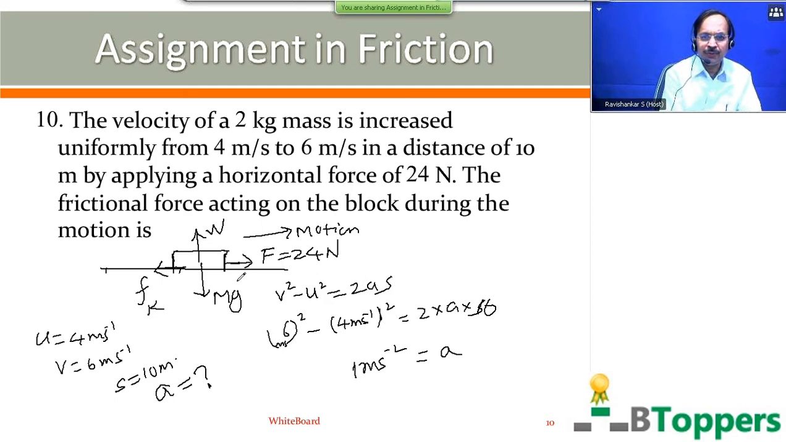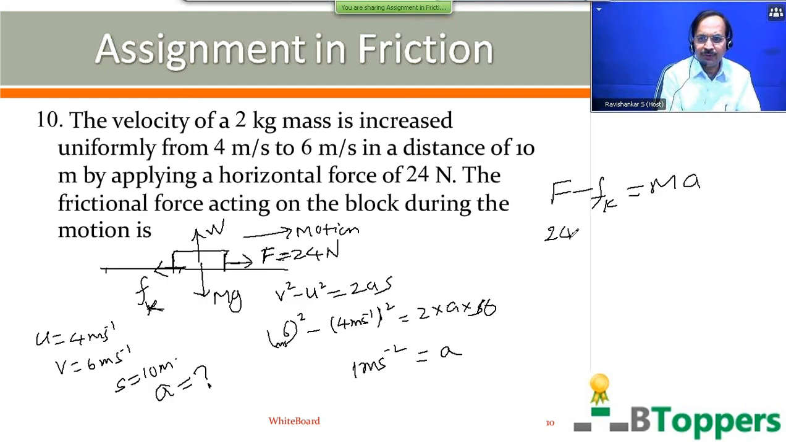Then look at the free body diagram I have shown in the figure. Weight mg acts downward, and the normal reaction acts vertically upwards. Capital F is the magnitude of the horizontal force, which is equal to 24 newtons, which acts in the direction of motion. Fk represents the force of kinetic friction on the body, which acts opposite to the direction of motion. So the resultant force on the body, you can write as F minus Fk. From Newton's second law, that is equal to mass into acceleration.